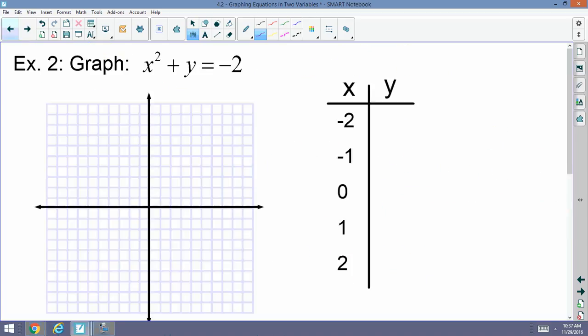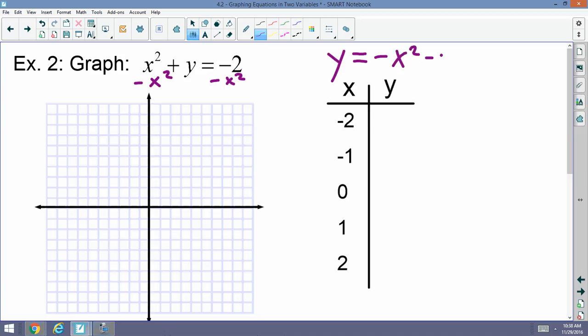So, with that in mind, I have x squared plus y equals negative 2. What's the first thing I have to do no matter what? Always. Isolate the y. How would I do that, my brother? Very good. So I'm going to subtract x squared from both sides. So I'm going to get y. Go ahead, tell me. Y.